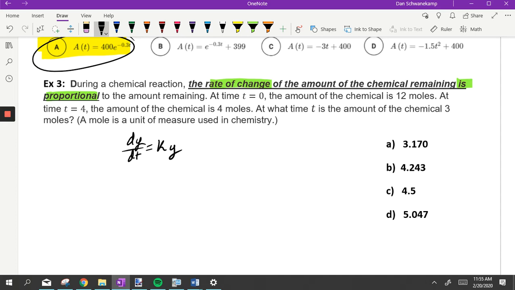So let's find some other things they told us. They said at time t equals 0. So when my t is 0, how much of the moles is going to be left? 12. So at 0, I'm going to get 12. At 4, how many moles am I going to have left? At 4, I'm going to be 4. At what time is the amount of the chemical 3 moles? So I want to know 3, comma something. Using that alone, you can probably narrow down a little bit of what the right answer is. What do you think the right answer is going to be?